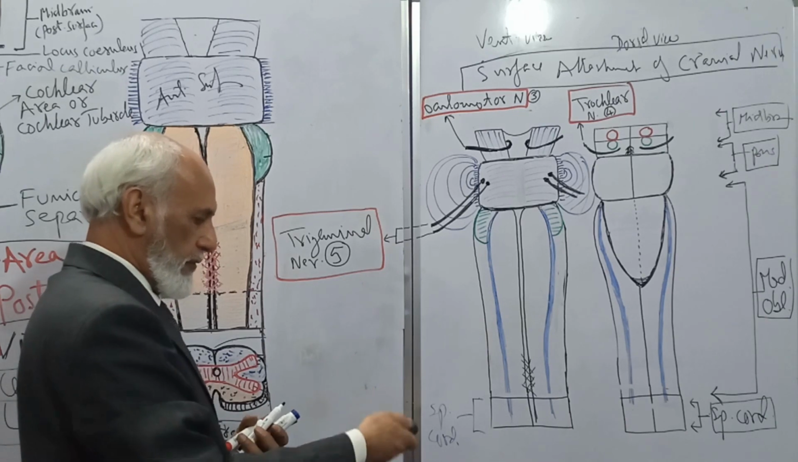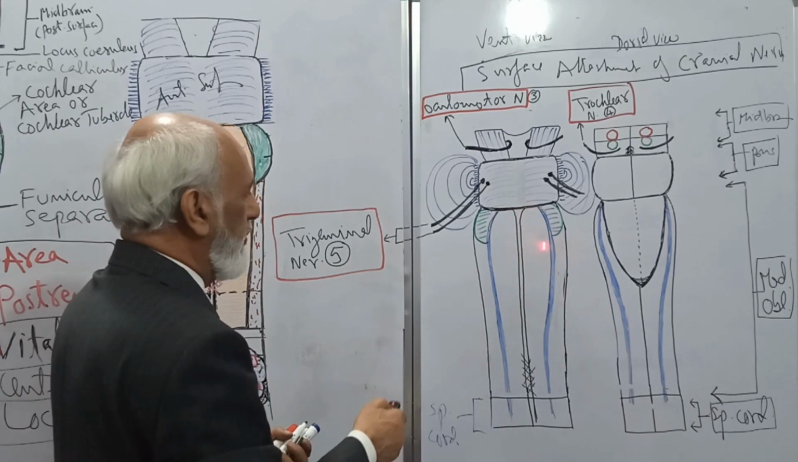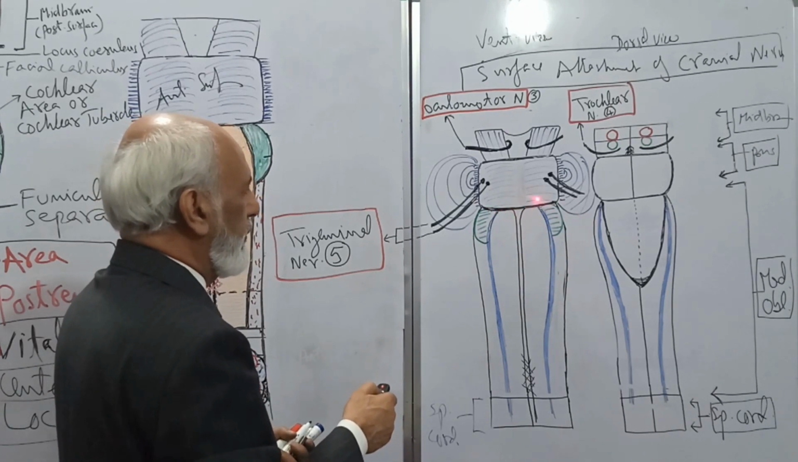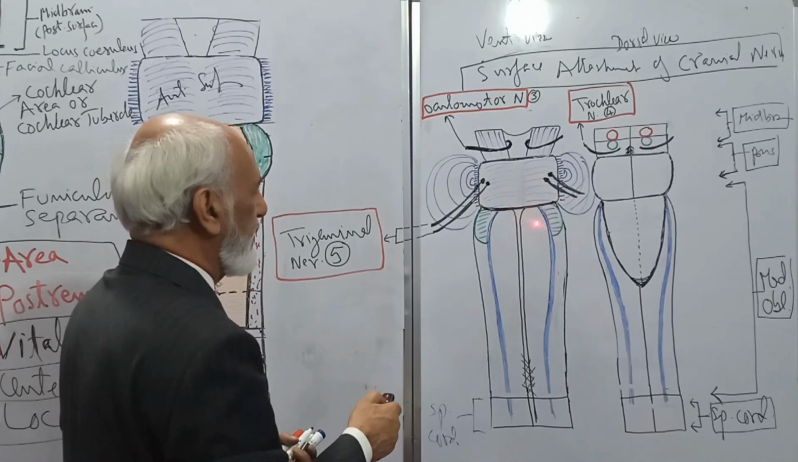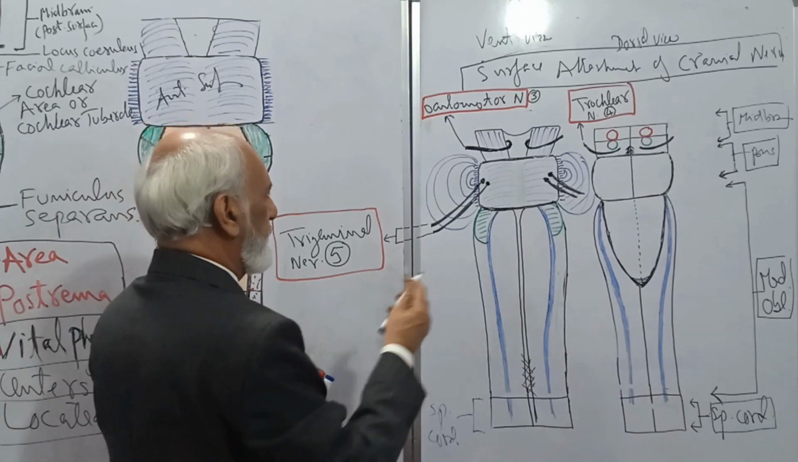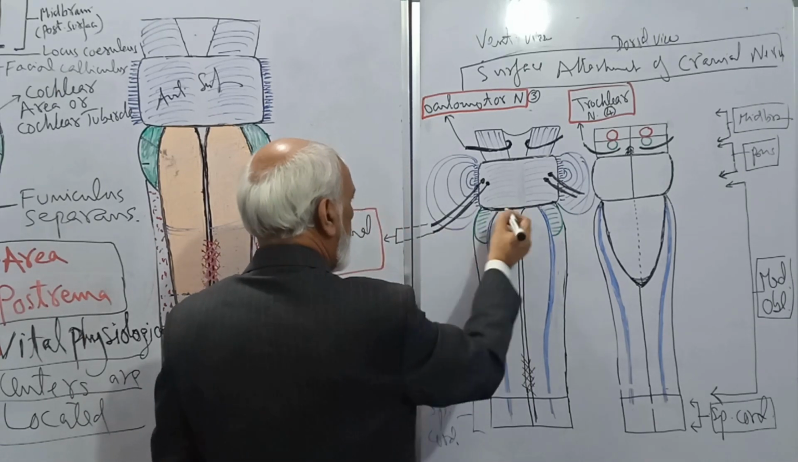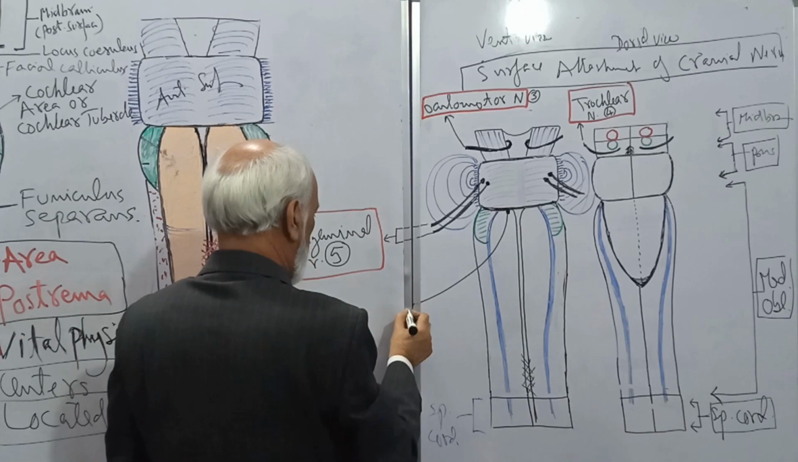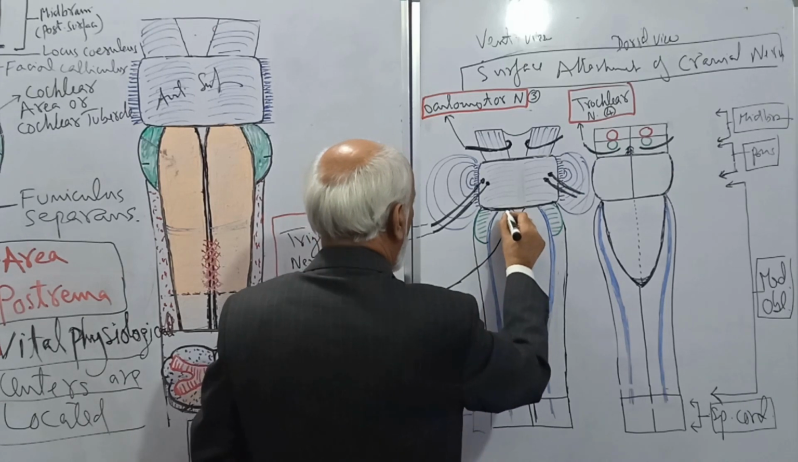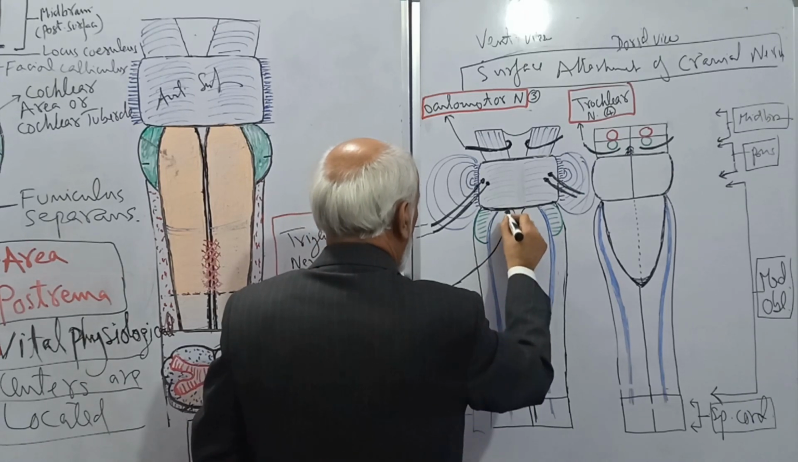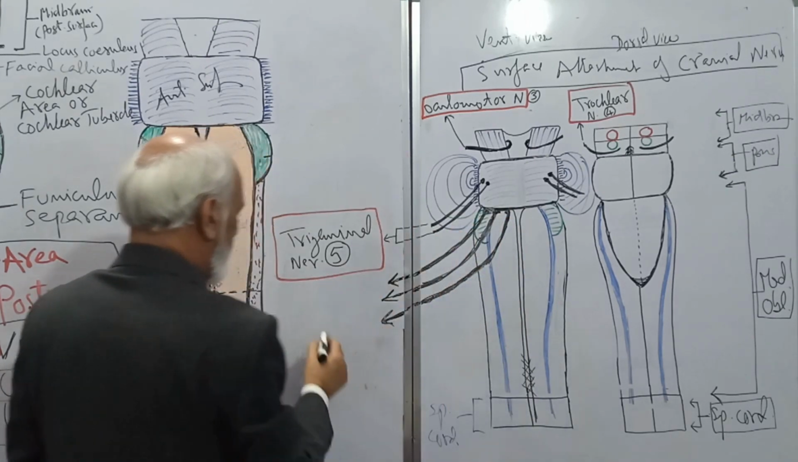Next, I told you this is the lower part of the pons, and below it is the medulla oblongata or bulb. So this is the pontomedullary junction, and it is also known as the bulbopontine junction. So here three cranial nerves have surface attachment at the pontomedullary junction, from medial to lateral side. From medial to lateral side, abducens nerve.